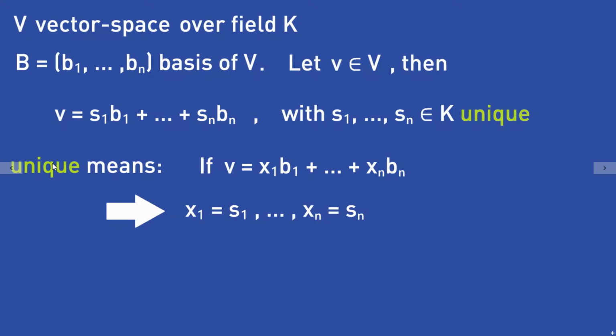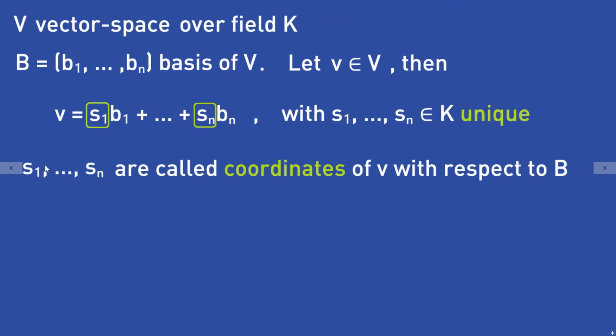There is only one way to write down v as a linear combination of the b1 to bn by using these particular coefficients s1 to sn. So the s1 to sn are uniquely determined. These uniquely determined coefficients s1 to sn are also called coordinates of the vector small v with respect to the basis b.